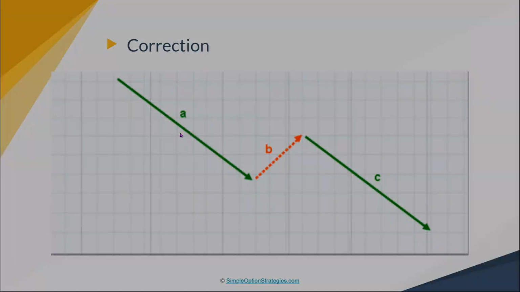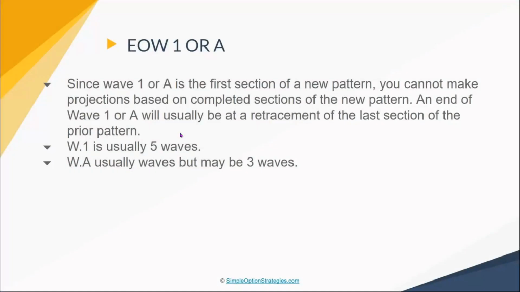Okay, so let's look at these different waves. What we're going to try to do today is give you a sense of where the target should be for each of the waves. Okay, end of wave 1 or A. To me, this is always one of the most difficult waves to get into because you really don't ever know where these things start.